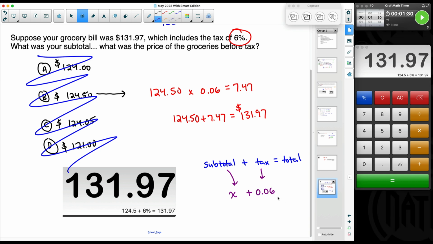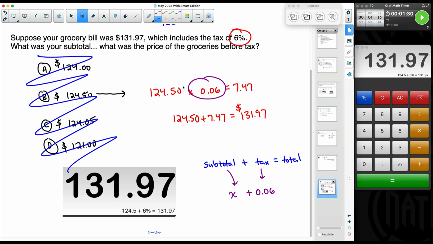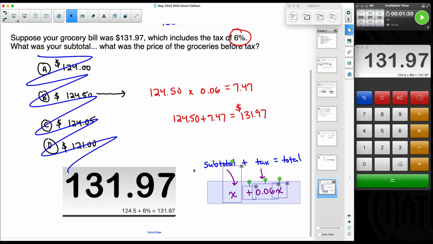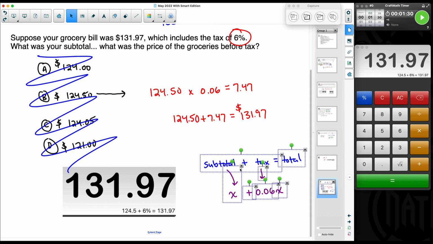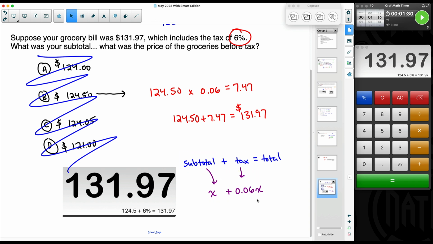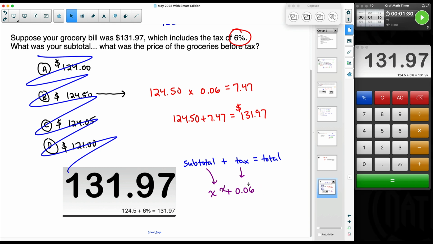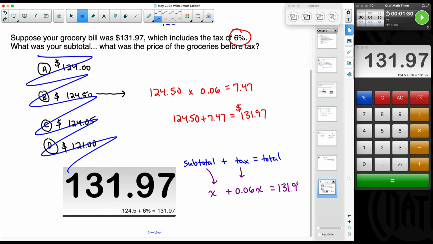6%, don't leave it like that, because it's not just 6 cents, y'all. It's 6% of that subtotal that we don't know. So that's why I'm going to put an X right there. I know that throws people for a loop, but that is how you find sales tax. The percentage, 6%, times that X value, which was that subtotal. Now we can come in here and set this equal to 131.97.